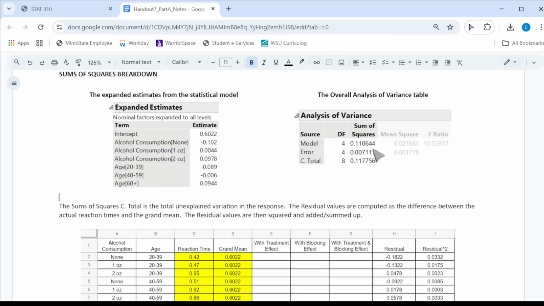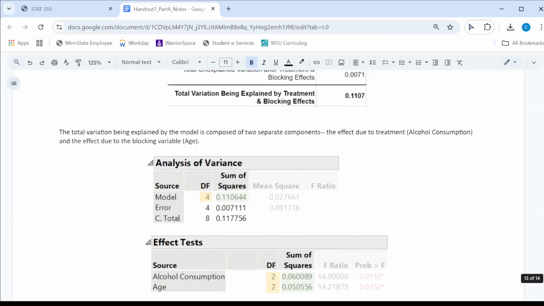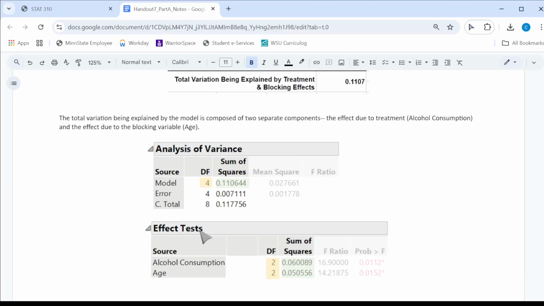Now, let's talk a little bit more. There are two things in my model. I got the alcohol consumption and I got the age, or the blocking variable. So I can decompose this sums of squares even further. So how do we go about doing that? That is where my effect tests are going to come in.